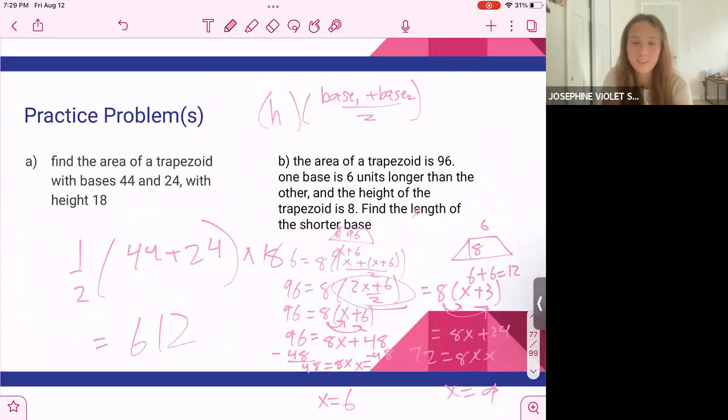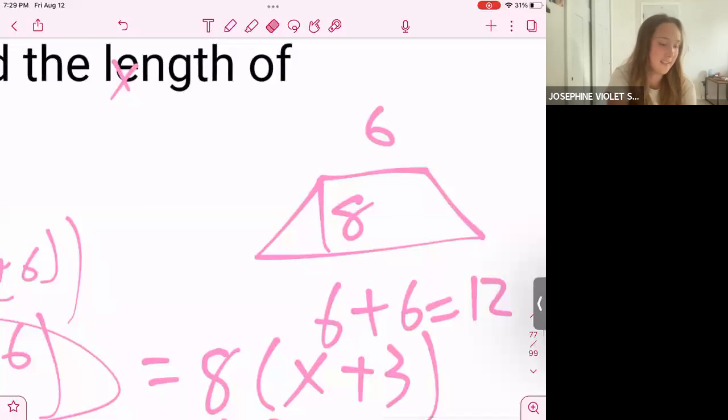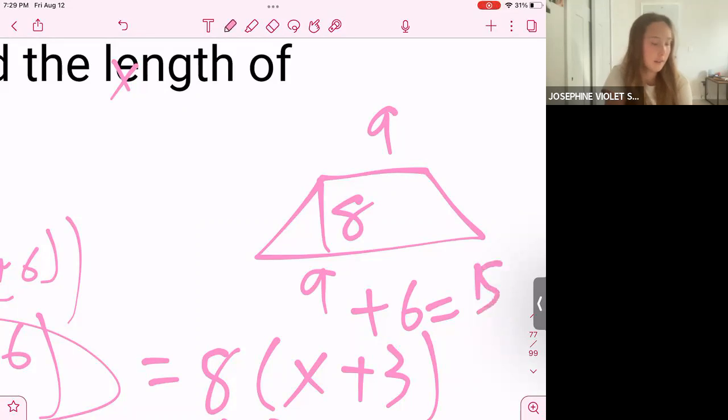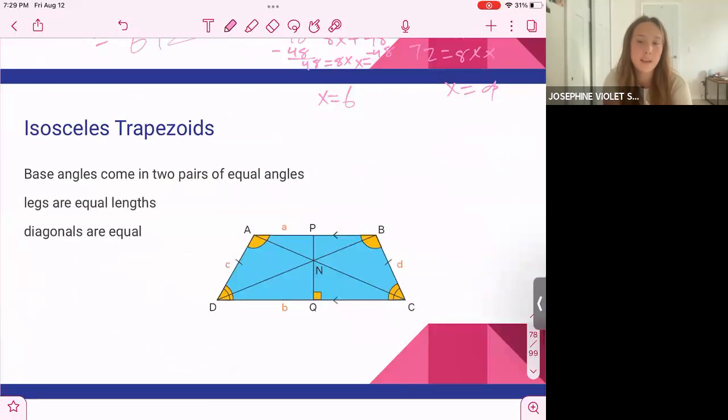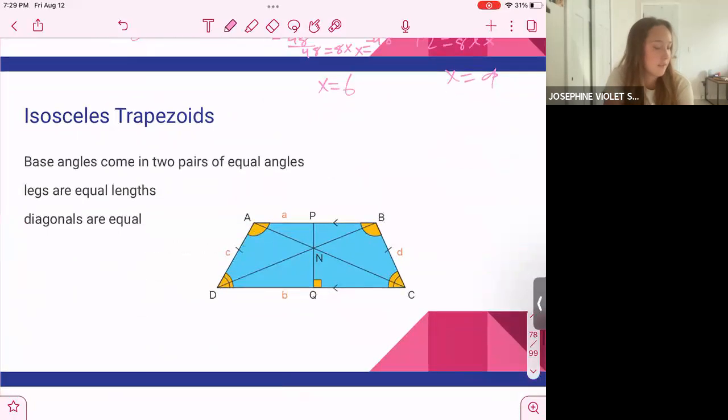Okay, so final answer. This would be a 9, and this would be a 9 plus 6, which is 15. Cool. All right. So isosceles trapezoids have equal sides on the opposite sides and equal angles where the bases meet. And you don't really need to know this.